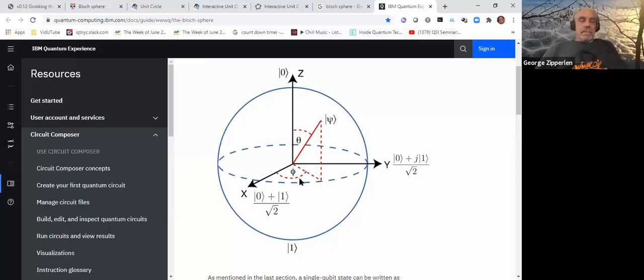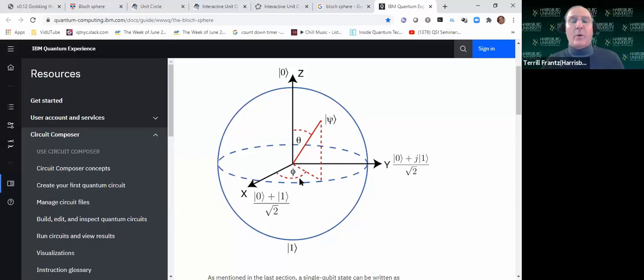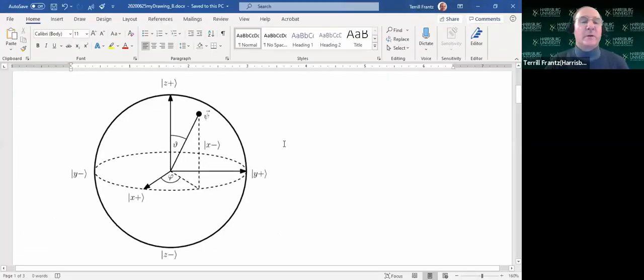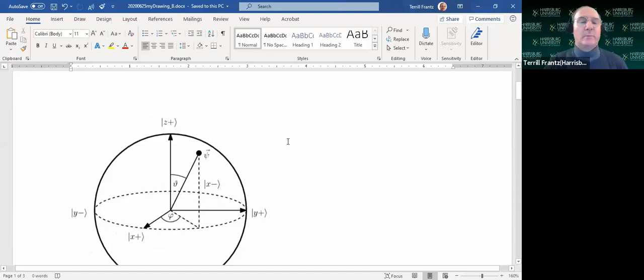Oh wait, I know, I have a Word document. Let me share it. I'll stop sharing that. So now I have a Word document. You see the Word document with this Bloch sphere on it? You good?